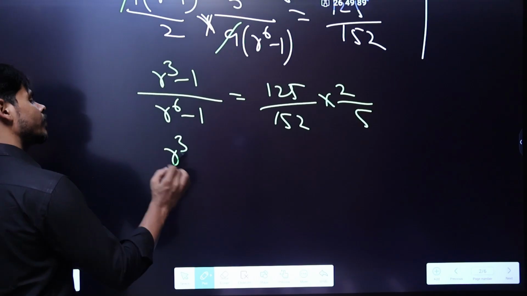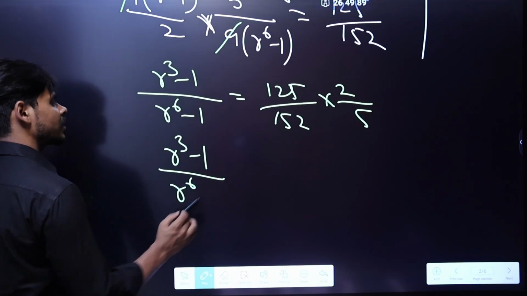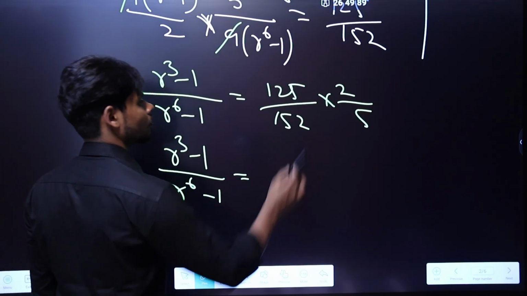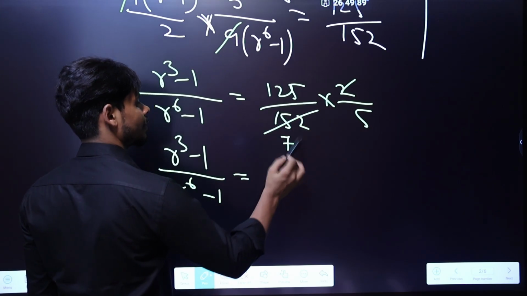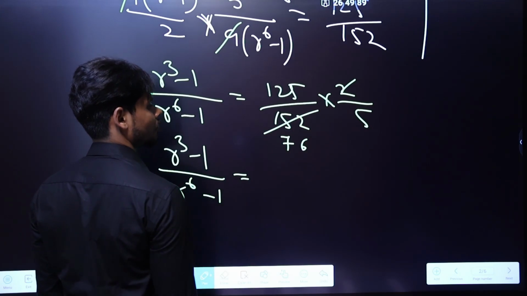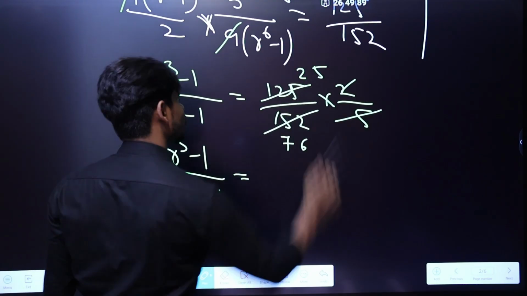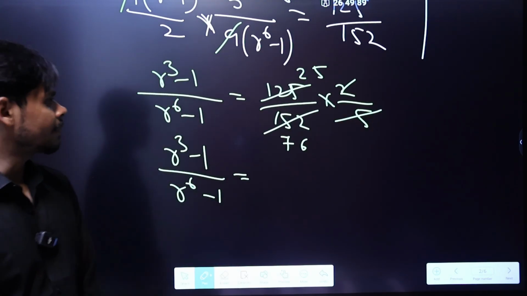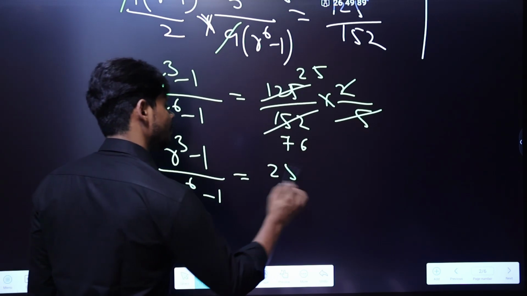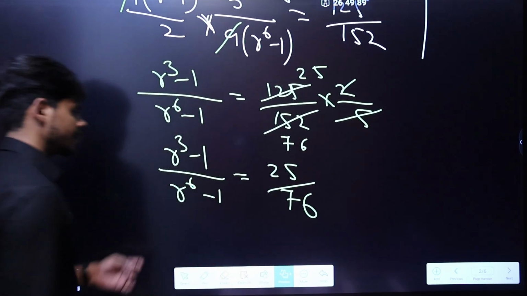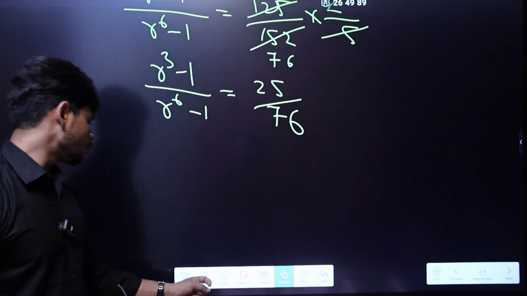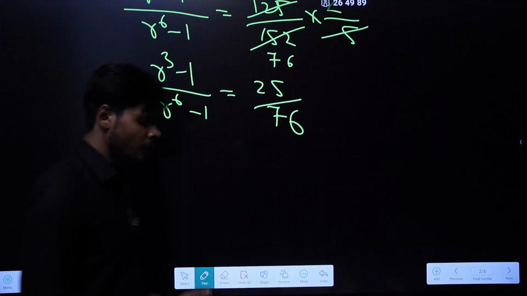So it will become R raised to power 3 minus 1 divided by R raised to power 6 minus 1 is equal to, from 2 you can cancel 7 times and 6 times, right? 75 twos are 150, 76 twos are 152, correct. And 25 you can cancel out 25 times. Now it will become 25 divided by 76. Later, what can you do to find the value of R?